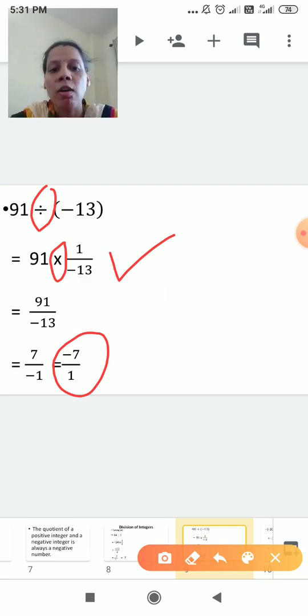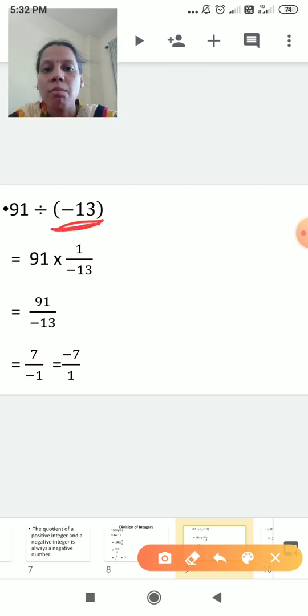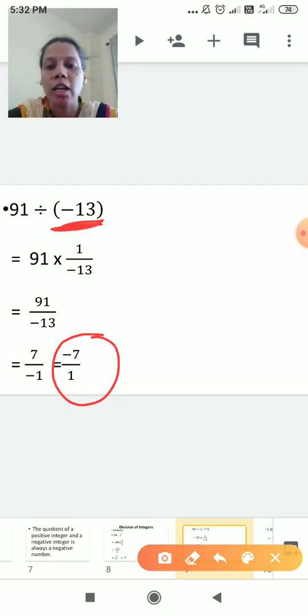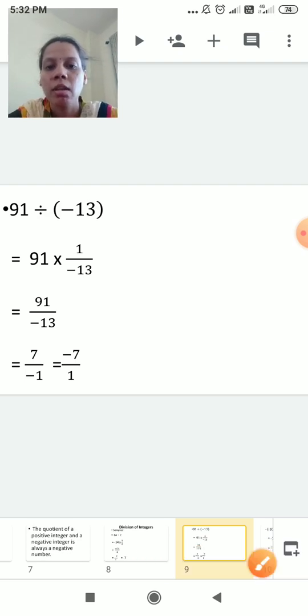I hope you remember the rule. Just now we have seen a few rules of division of integers. If of any two numbers one number is negative, then the quotient is always a negative number or negative integer. So here you can see one number, this 13, is negative. So the answer or the quotient which we got here is also a negative number, minus 7 upon 1. Okay. Now we'll solve the next sum.